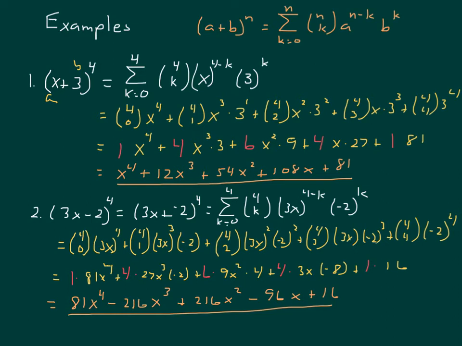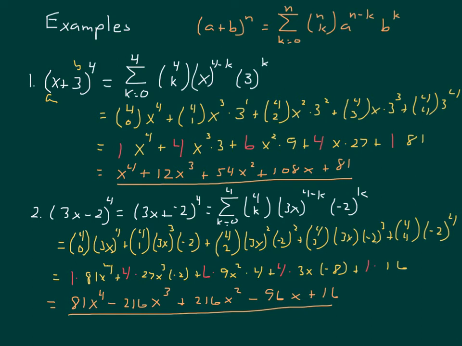And so this binomial expansion will just be the sum as k equals 0 to 4 of 4 choose k times (3x)^(4-k) times (-2)^k. So again, if I write it out, expanding it as we did the previous one, I will have 4 choose 0 times (3x)^4 plus 4 choose 1 times (3x)^3 times (-2)^1 plus 4 choose 2 times (3x)^2 times (-2)^2 plus 4 choose 3 times (3x)^1 times (-2)^3 plus 4 choose 4 times (-2)^4.